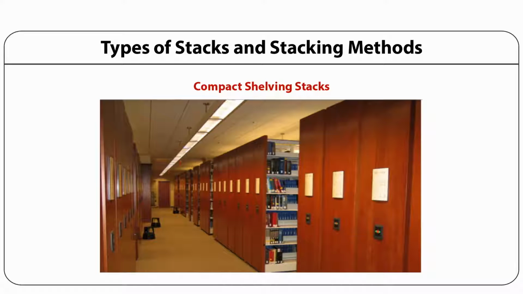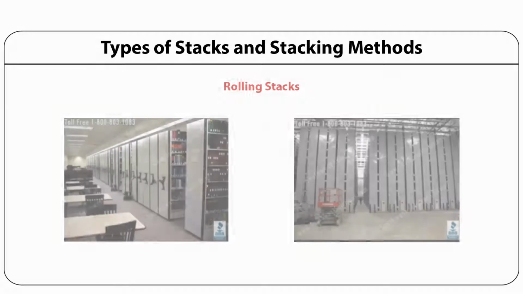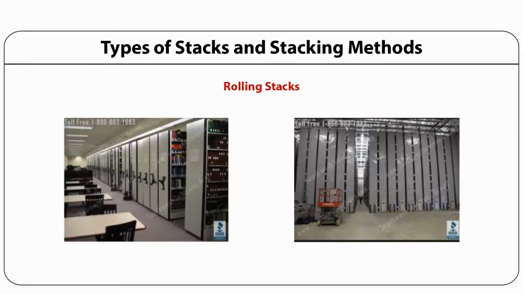Compact shelving is a set of stacks that ride on movable carriages over rails installed on the floor. They can be operated manually or by a motorized drive system. This type of shelving is used by libraries which have a space problem. Compact shelving stacks eliminate the need to keep open spaces for aisles in between the shelving units. Rolling stacks. These are metal stack units mounted on ball-bearing wheels placed side by side.